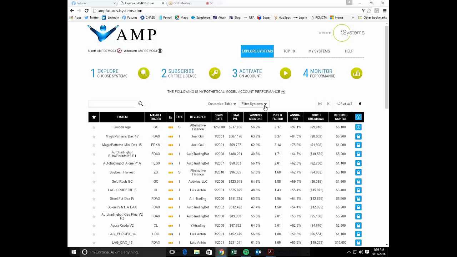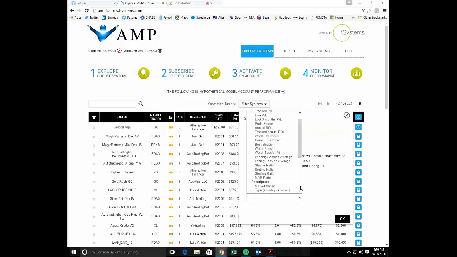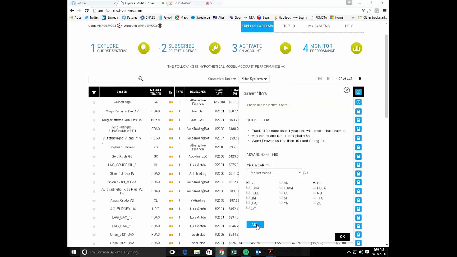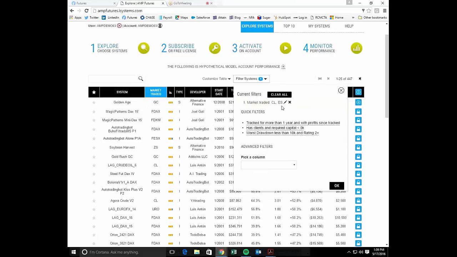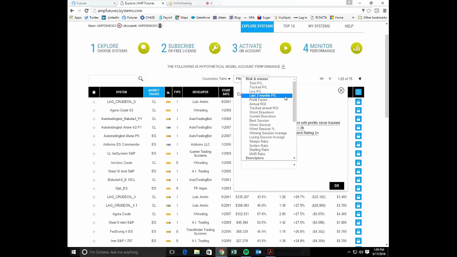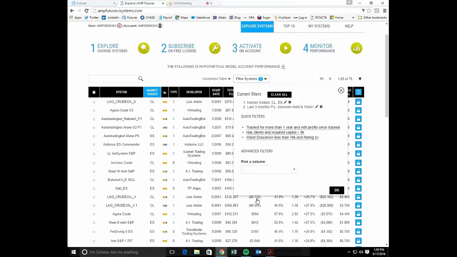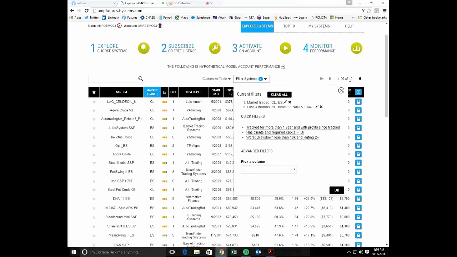You can also filter the systems and customize your table. You can go in as a quick filter and say, I would like to see only the crude oil and the E-mini systems, and I want to go back to only what has been, let's just say, profitable for the last 3 months. It'll automatically sort out of the 75 different systems, 39 of them have been profitable over the last 3 months.